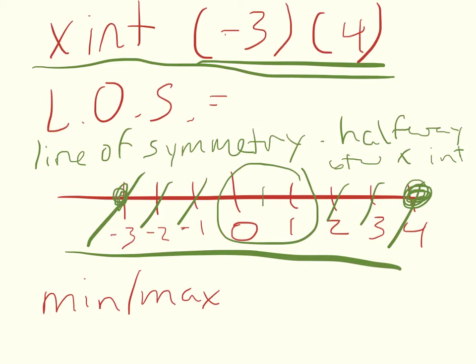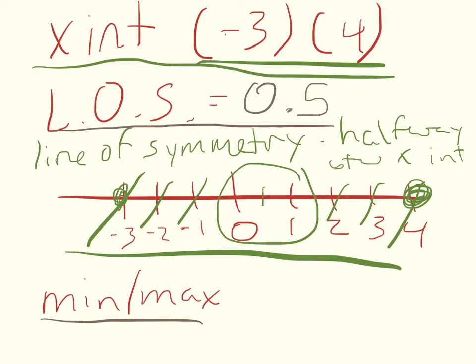I know it's going to be halfway in between, so right now I have a line of symmetry that equals 0.5. So it's halfway in between my x-intercepts. Now, min and max we haven't learned, but this is super easy. All you need to do, once you find your line of symmetry, is plug that in for your x's back in that original problem. So I think our original was (x + 3)(x - 4).